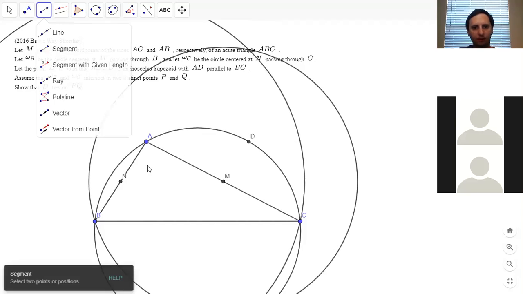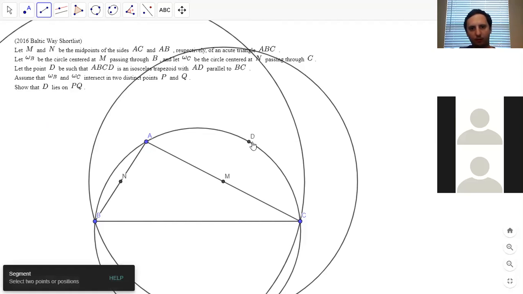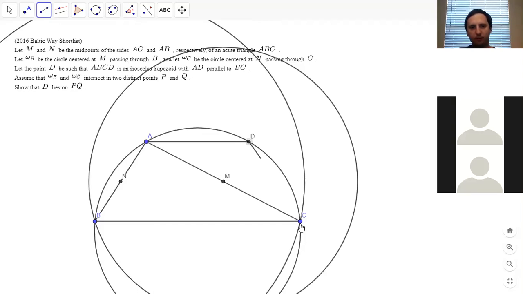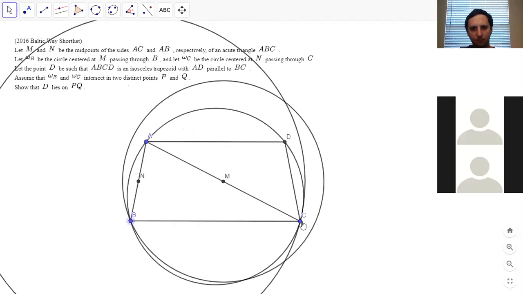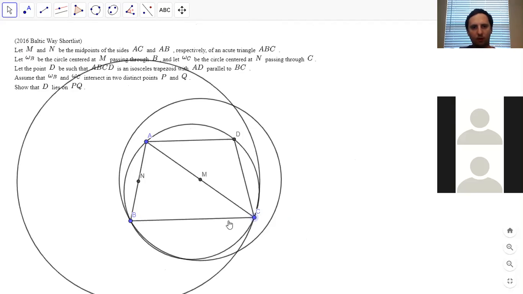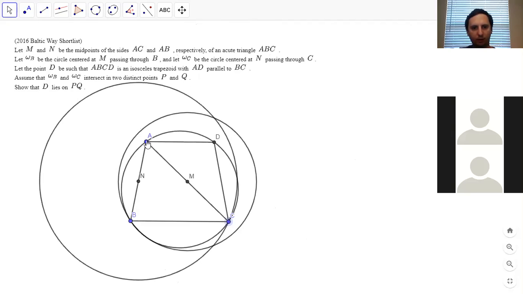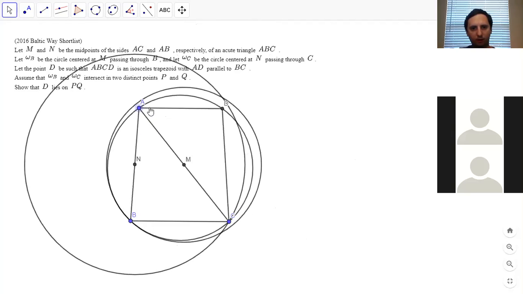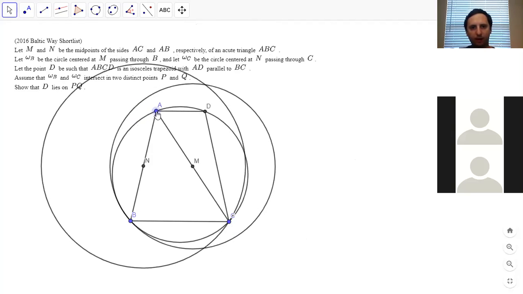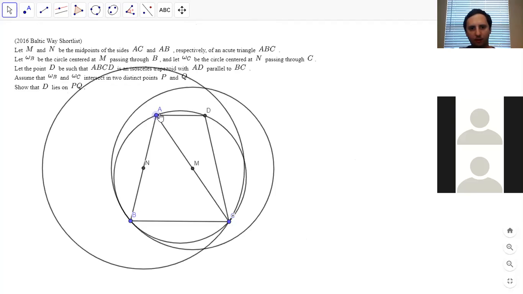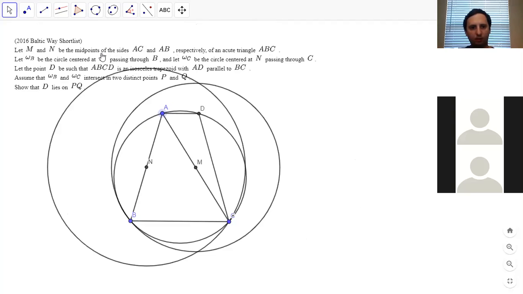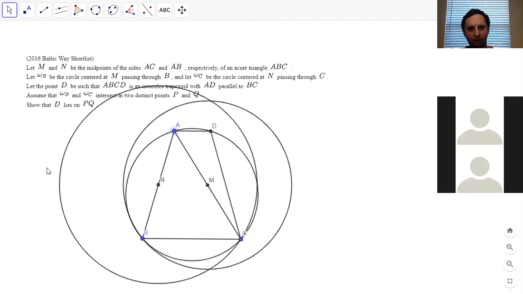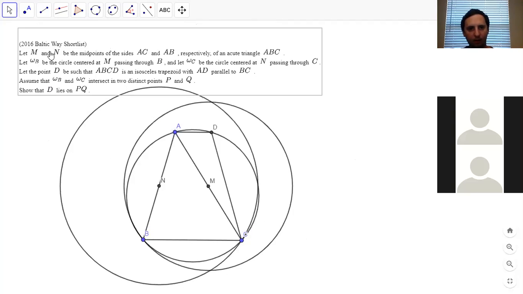So yeah, we have this isosceles trapezoid, and we want to show D lies on the radical axis of those two circles. Let me make it smaller. So yeah, if I make it a taller triangle, maybe something like that. That's a good diagram. I just don't want it to look like the circles are perpendicular. Although maybe they are.